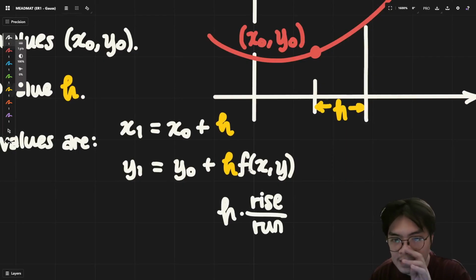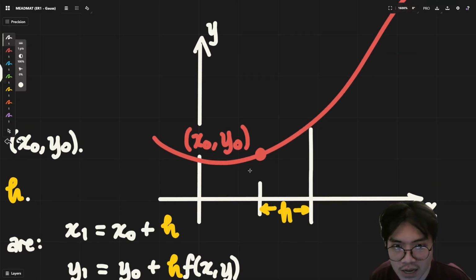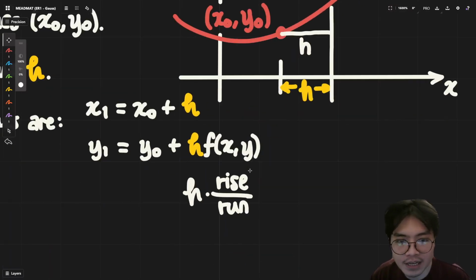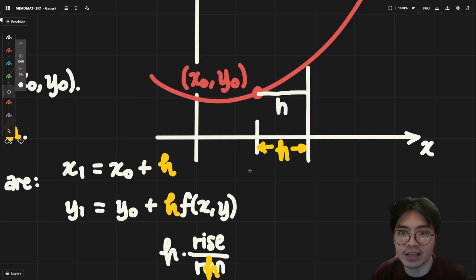Note that in this case, because you have decided to move forward in the direction of x by a distance of h, your run is going to be h. What will happen here is that this run is now decidedly h, and so you will now get the appropriate rise.